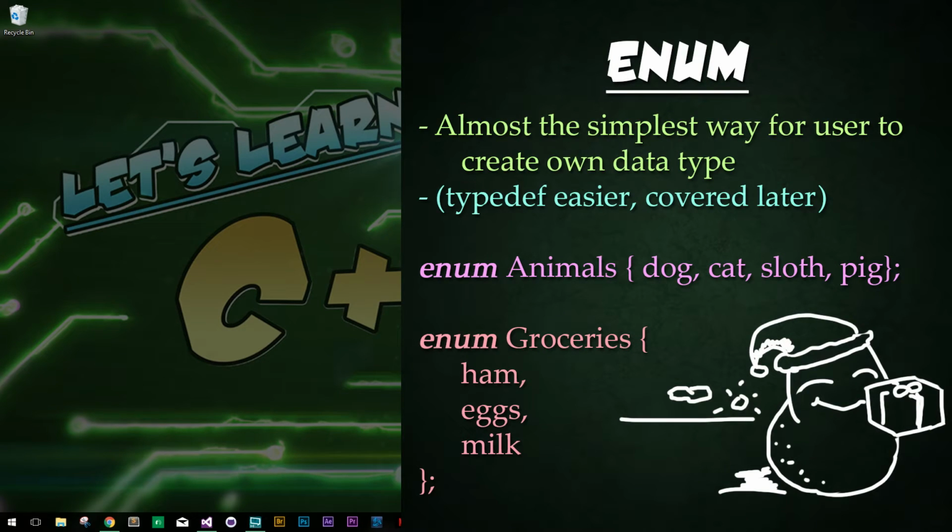Okay, enough goofing around. Enum is, in C++, almost the simplest way for users to create their own type. Typedef is the easiest, but we're not going to cover that until much later. We're covering this in our first steps towards understanding C++ classes.